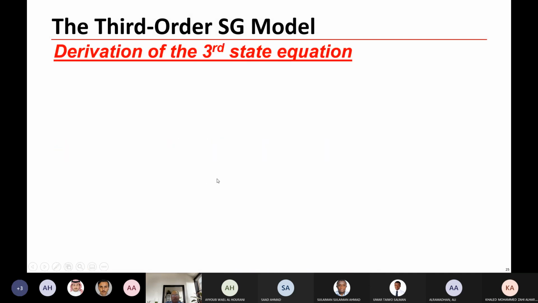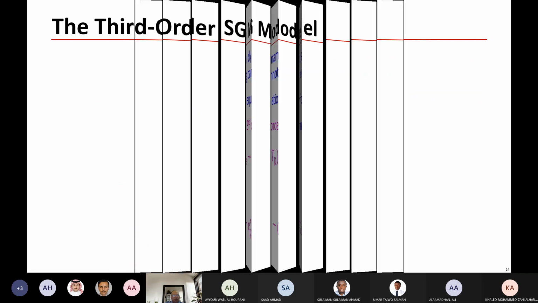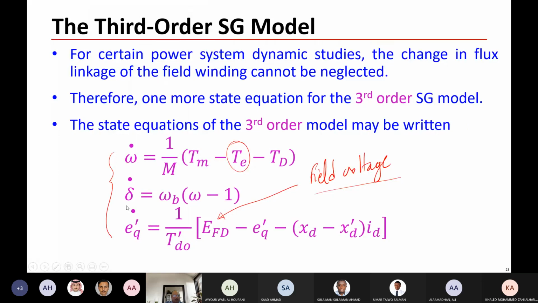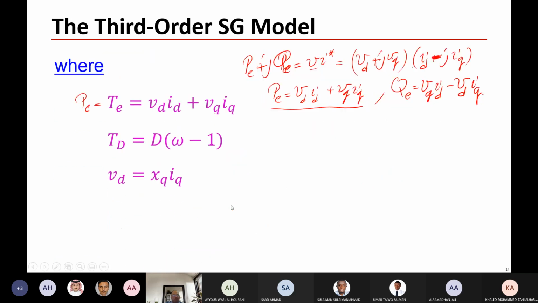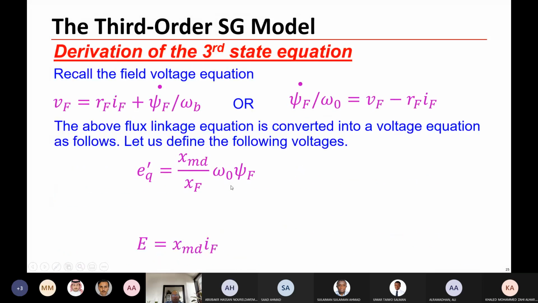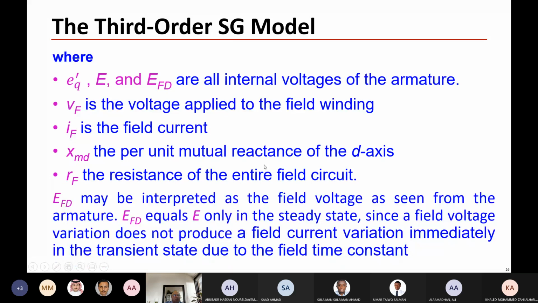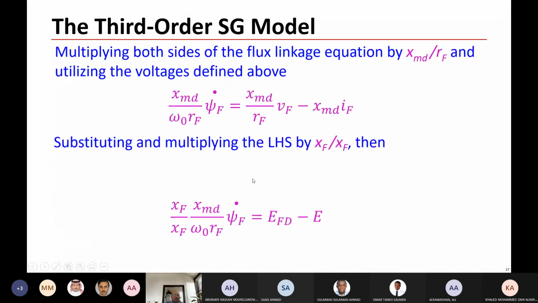Derivation of the third state equation. This is how to derive the third equation here. I would like to skip this derivation, since we have a shortage of time. We will be squeezed in the coming weeks since the exams will be earlier. So I would like to skip all this derivation of that equation.